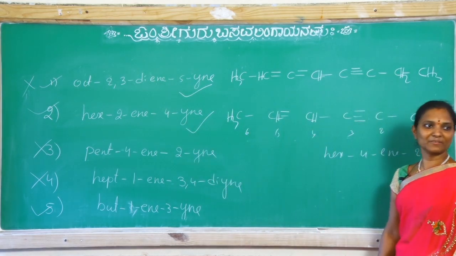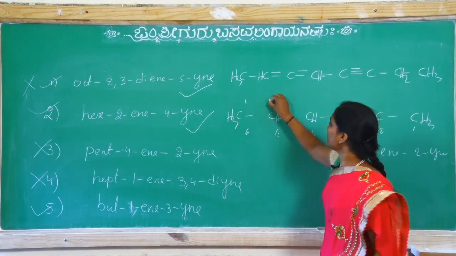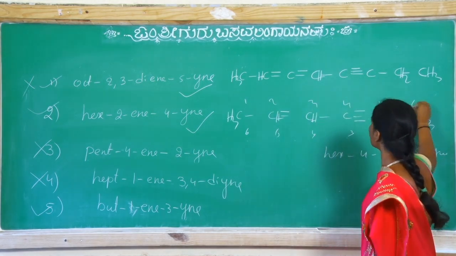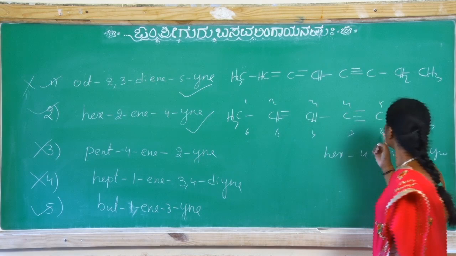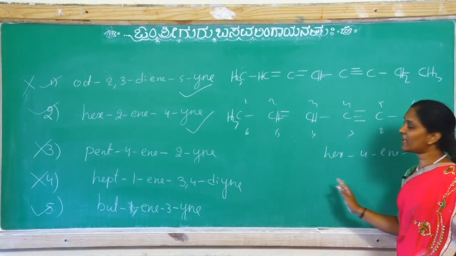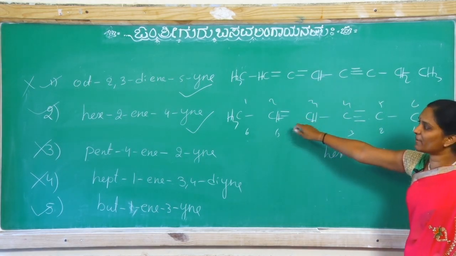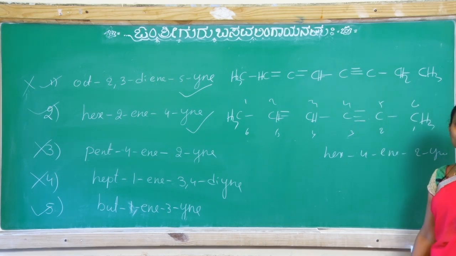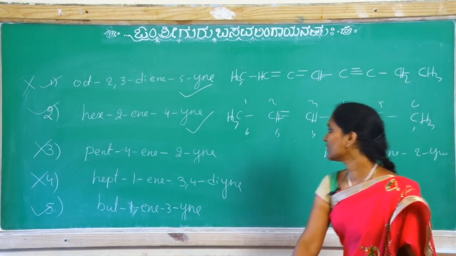Yes or no? 1, 2, 3, 4, 5, 6. 2 plus 4, 2 plus 4. Same we are getting. Then least number to double bond. What I gave is correct. Okay. Next one.